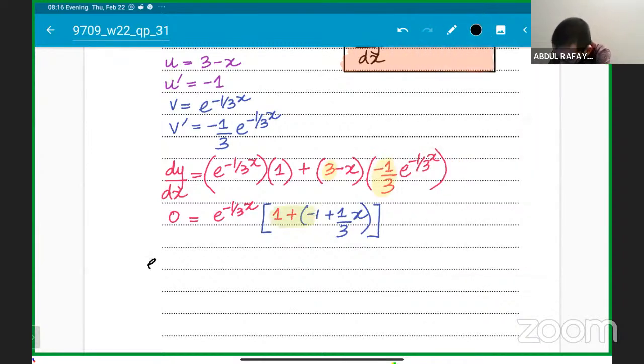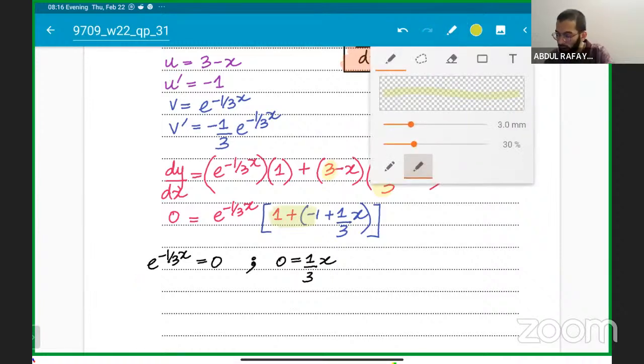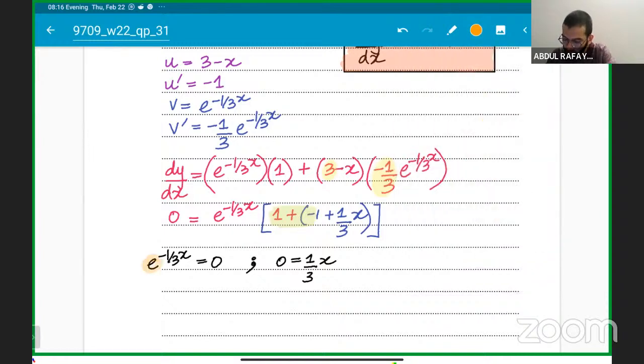So we will be left with, students, two things that we'll have to compare. We'll have to compare e power minus 1 over 3x is equals to 0, and we'll have to compare 0 is equals to 1 over 3x. I'm pretty sure, must remember, logs are coming in as well now. In order to remove exponential, we have to put ln on both sides, and ln 0 is not possible. So this one will not give us the answer. ln 0 is not possible. Okay, so this one is rejected.